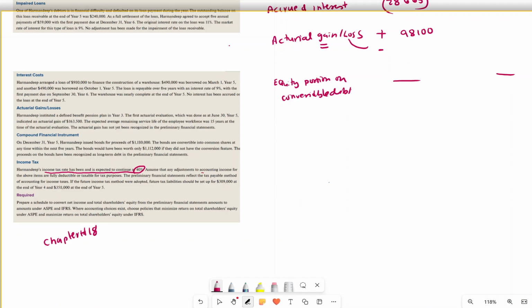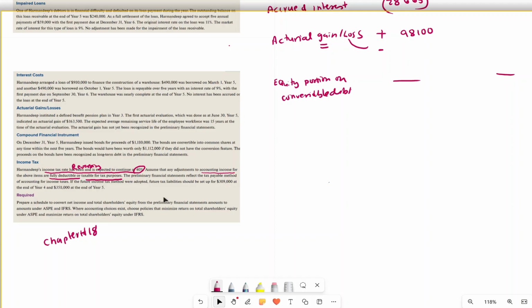Assume the adjustment to the accounting income. So my accounting income is different from the taxable income. We have two differences. One is a permanent difference. The other one is my temporary difference. So they said the above items are fully deductible or taxable. If they're fully deductible, that means it is my reversing difference, or we call it temporary difference. We are going to have a deferred tax asset or deferred tax liability, or we call it future tax asset or future tax liability.